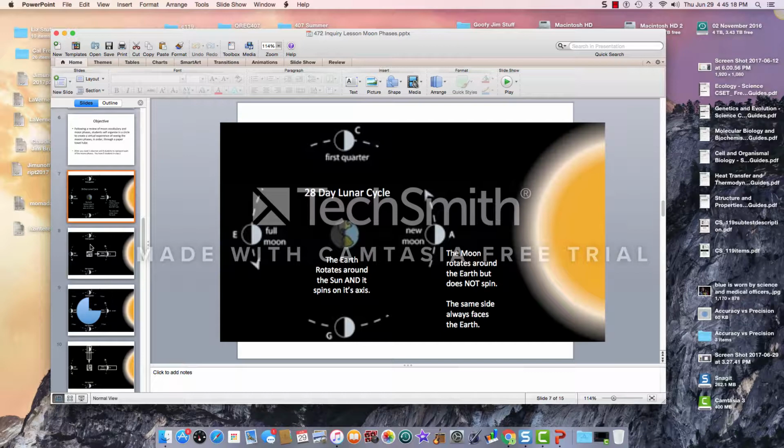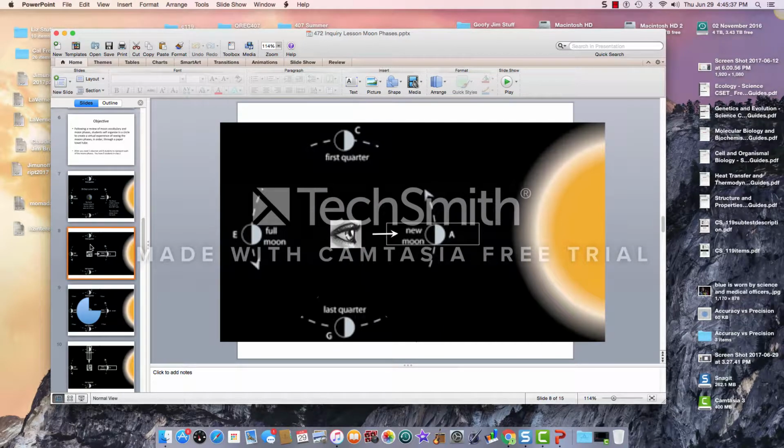It's important that you know that the moon does not spin. The moon is fixed, in a sense, on an axis almost to the Earth, rotating with the Earth. The same face is always addressing the Earth, so the moon does not spin relative to us. That's what the dark side means.